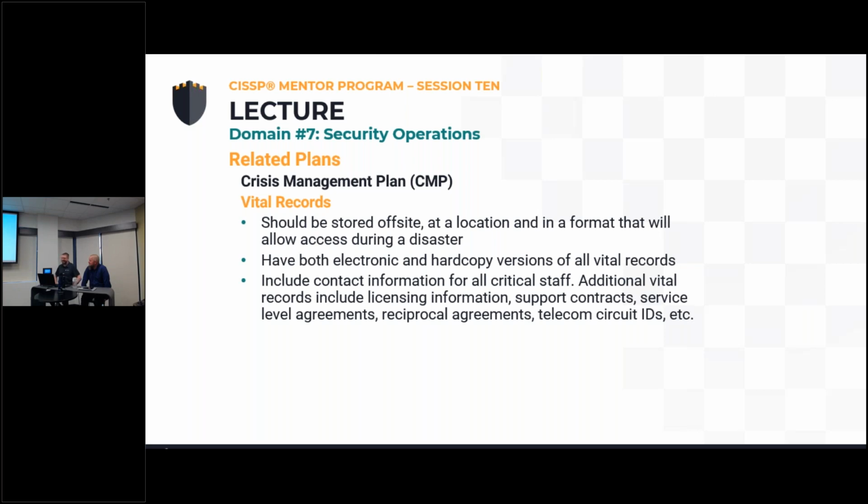Vital records. Understand that the last bullet point is really the important part. What is included needs to be offsite and accessible, so you can actually get access to it during a disaster. If you have an encrypted form and don't have a key for it, that doesn't do you a whole lot of good. Checks are a big one to have here. You have to have some way to pay people.